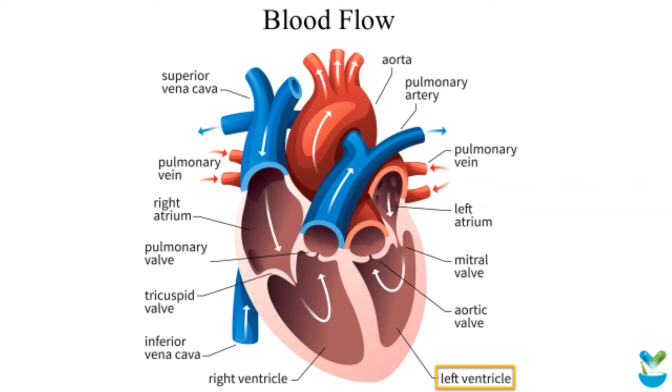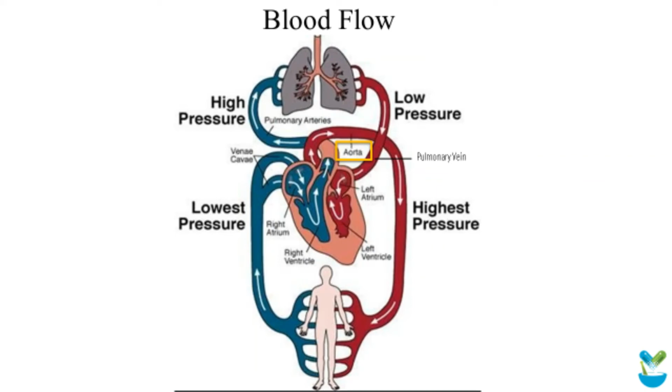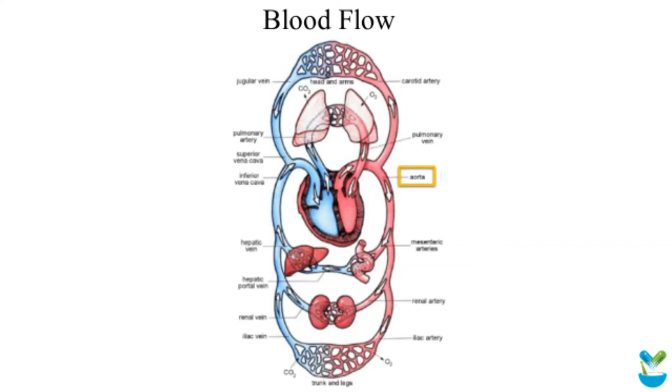Blood ejects out from the heart to the largest artery of the body called aorta. Aorta divides into further arteries, supplying oxygenated blood to the whole body organs and systems. This is how the body organs receive oxygenated blood.